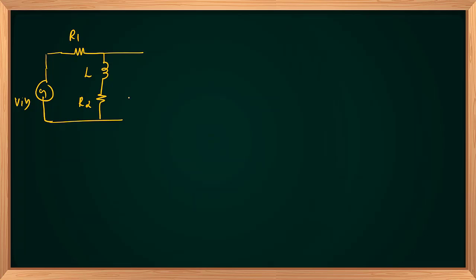Let us consider another circuit in which I am slightly changing the earlier circuit. I am setting one resistance in series with L. These are my input terminals V in. Let me call them R1, R2 and L. These are my output terminals.